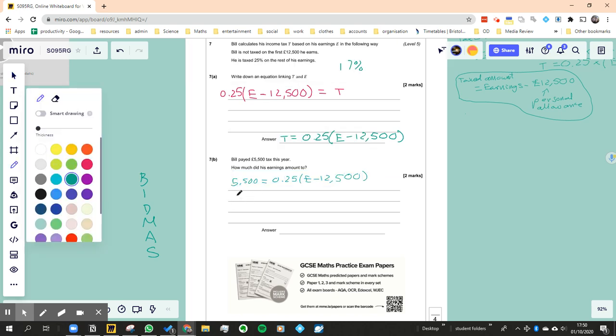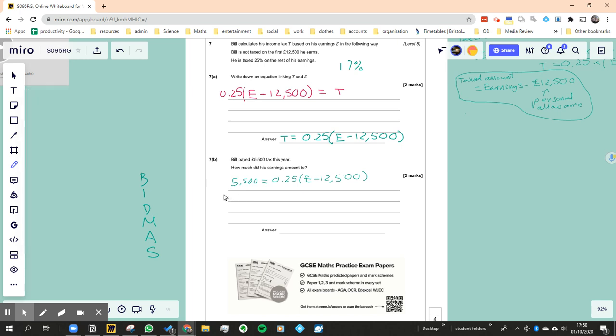So the first thing we're going to do is multiply both sides by 4, because 0.25 is 1/4. So if you multiply both sides by 4, then you'll get rid of 0.25 from the right-hand side. I'm not going to actually work that out yet. I'm just going to leave it at that and say that's equal to the earnings minus 12,500.